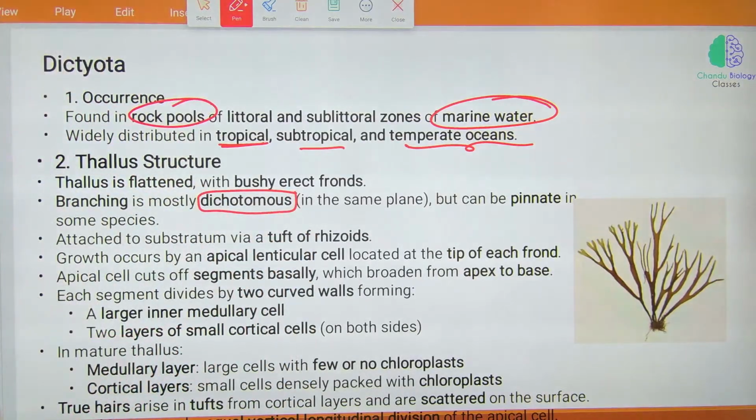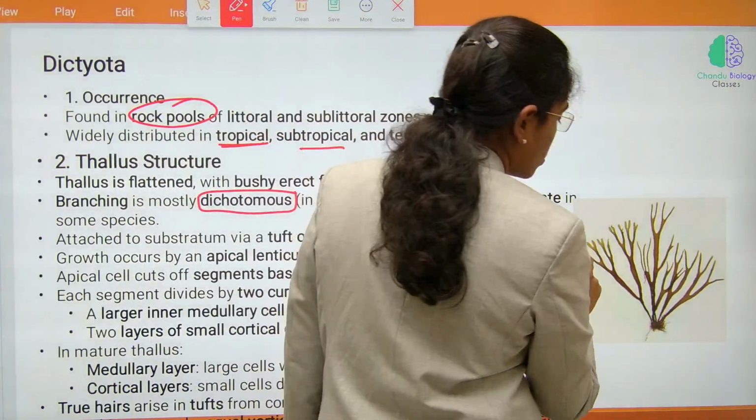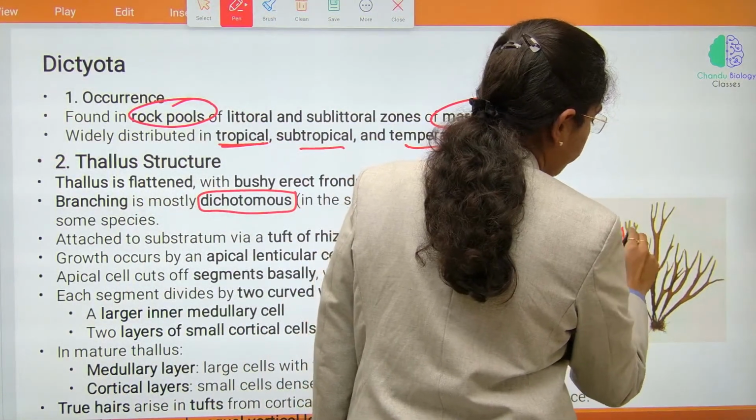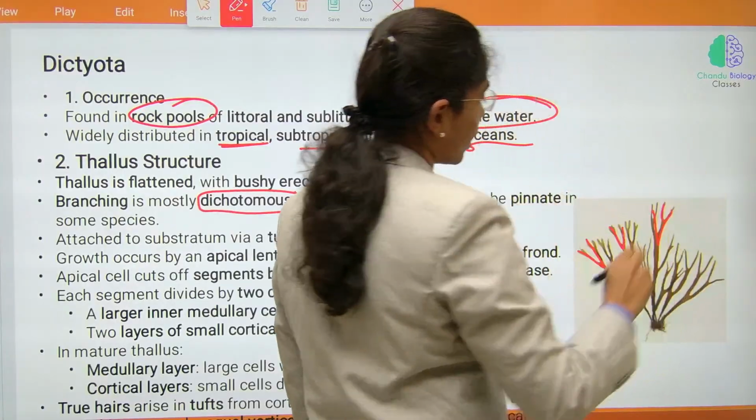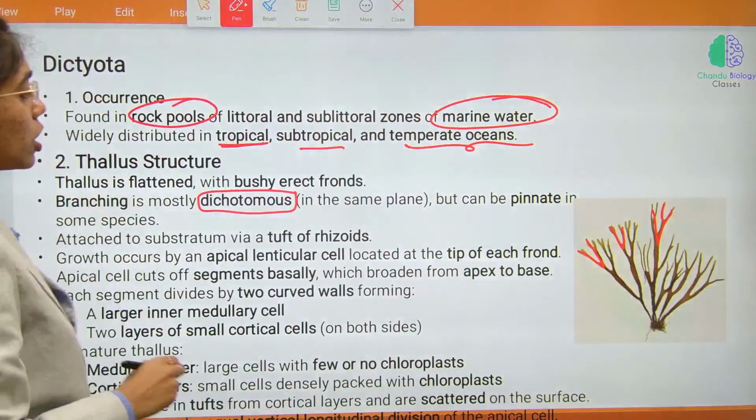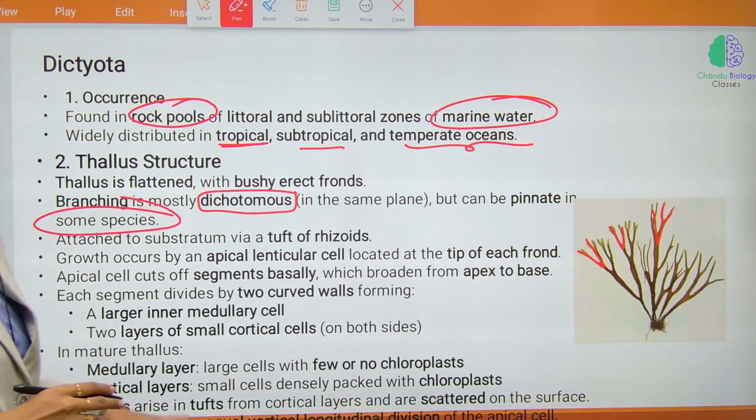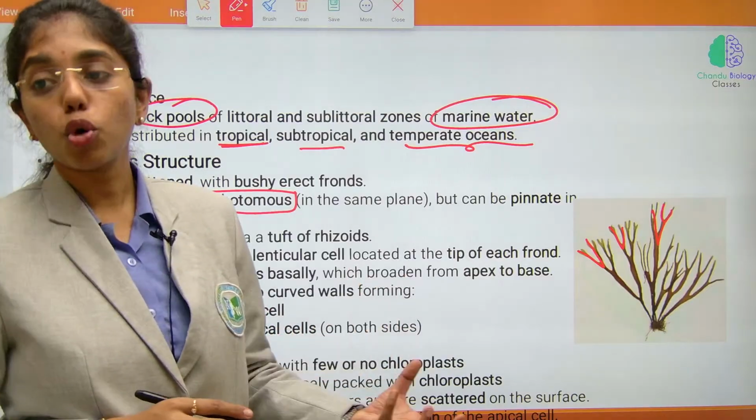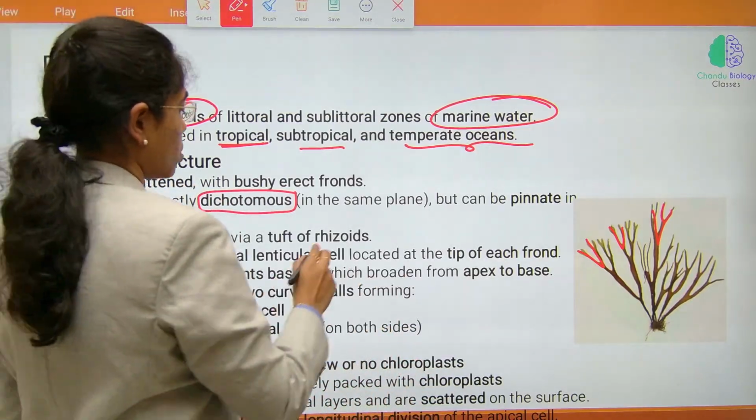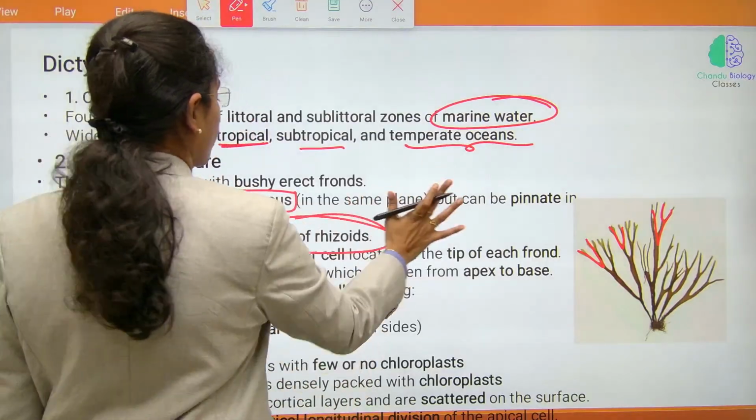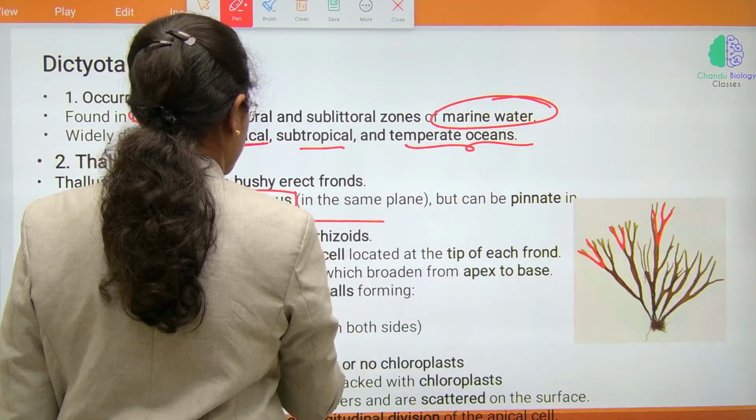Dichotomous branching is the characteristic feature of Dictyota. Can you see the dichotomous branching here? But this dichotomous branching can be pinnate in the same species. When attached to the substratum, it is attached by a tuft of rhizoids, that is, a group of rhizoids.